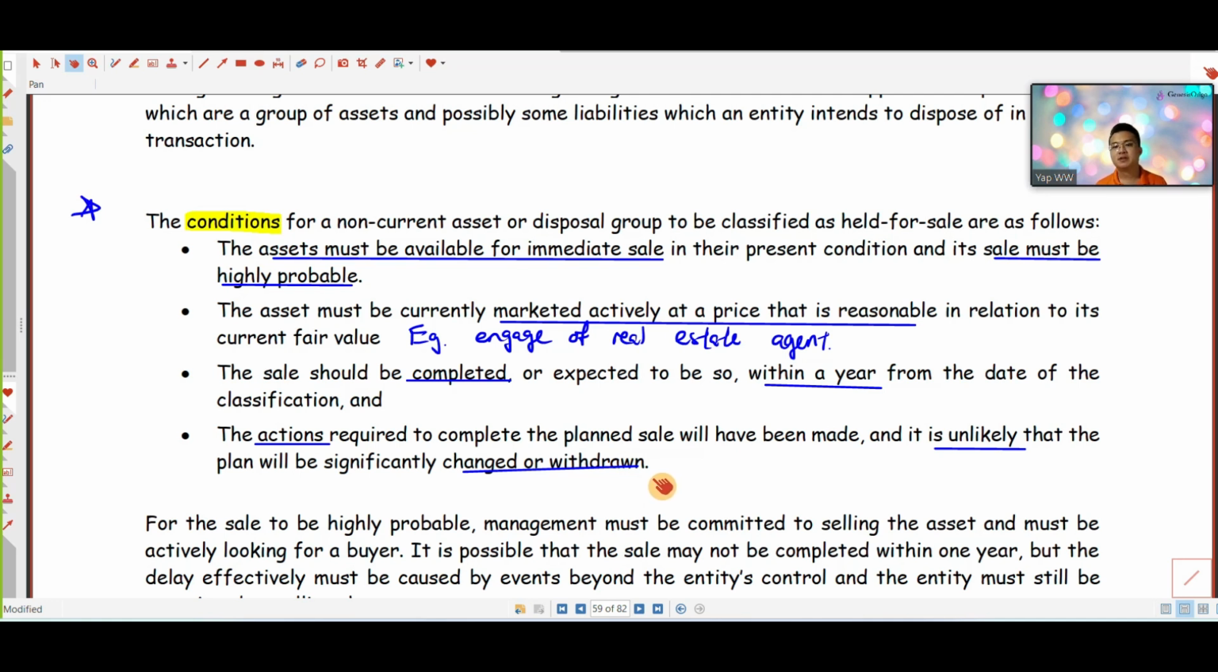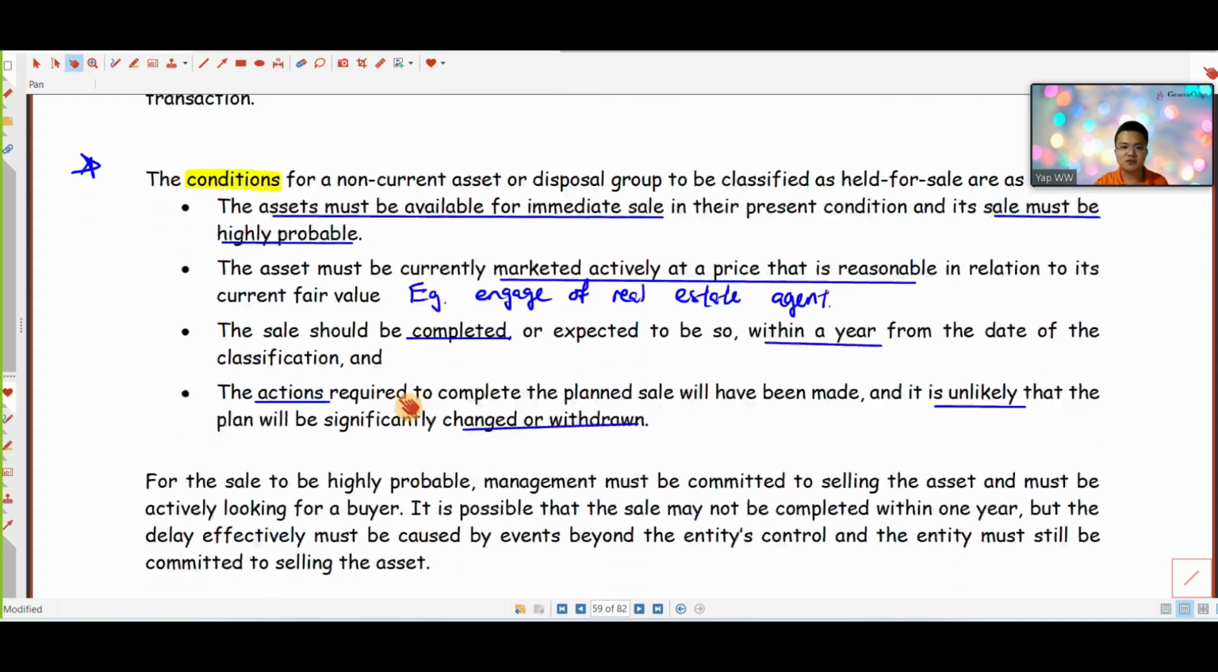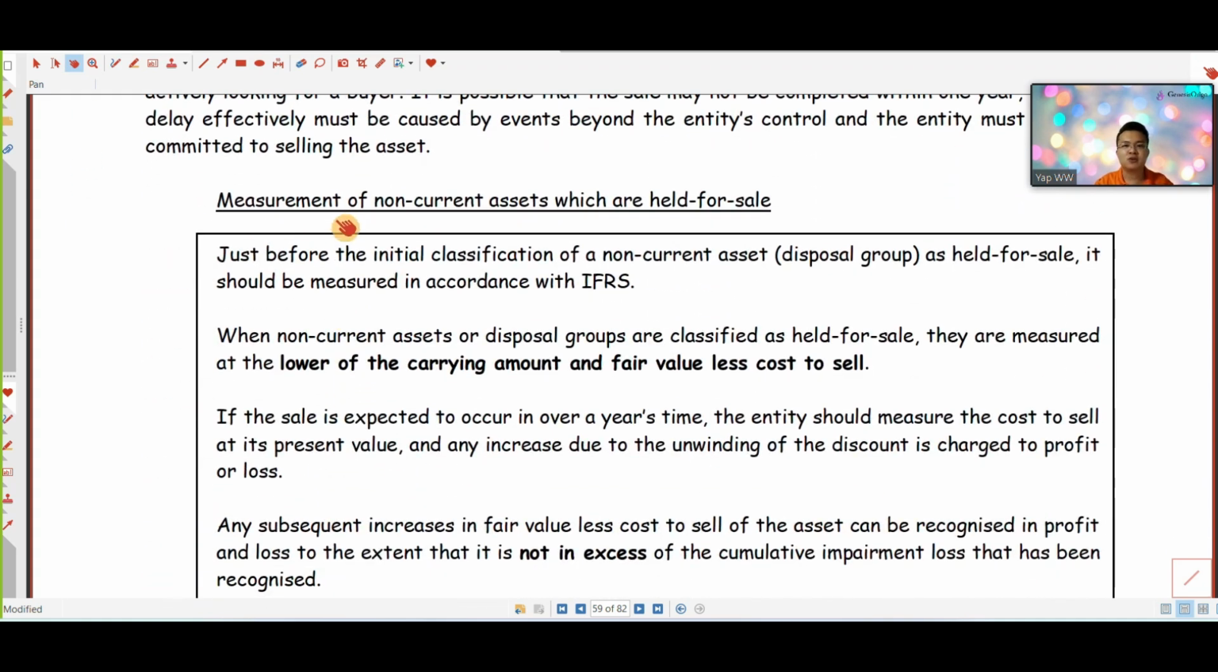Now, logical thinking: why do accounting standards put down so many conditions for assets held for sale? It's very difficult, right? You want to reclassify the PPE as asset held for sale, and there are a lot of conditions you need to fulfill. Why make things so difficult? Because of the measurement for non-current assets held for sale. This measurement is very important as well. We need to know a few points.